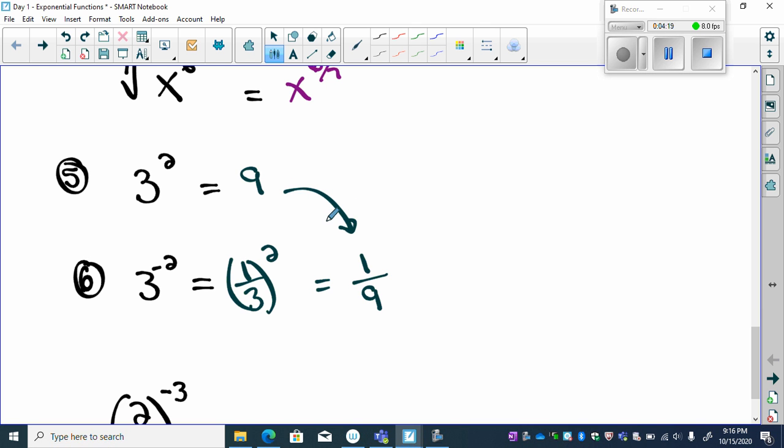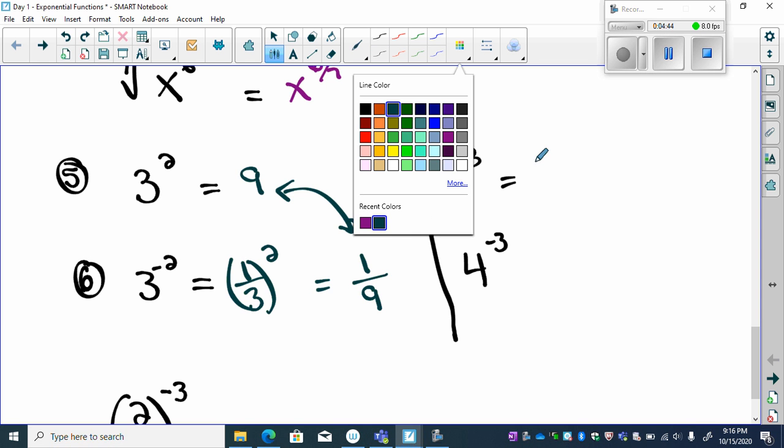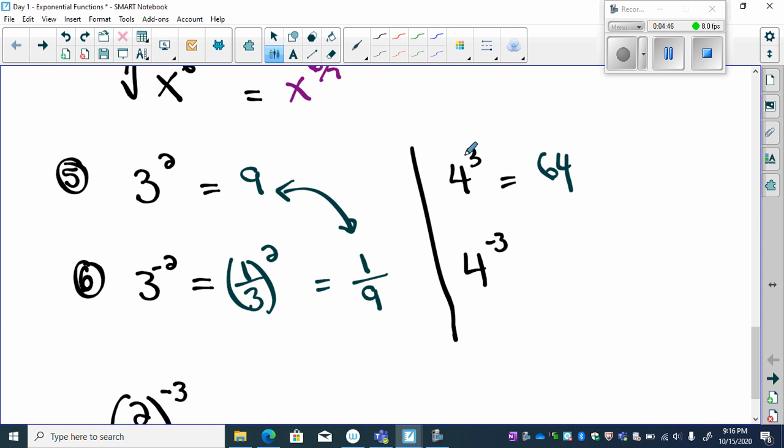Okay, note the following. Okay, if 3 to the positive 2 is 9, 3 to the negative 2 is 1 over 9. I'll show you another example of that. Let's go 4 to the 3rd and 4 to the negative 3. 4 to the 3rd, it's not 12, it's 4 times 4 times 4. 4 times 4 is 16, times 4 is 64. Okay, so I get a 64 here. This one's going to equal the reciprocal of 64, which is 1 over 64.